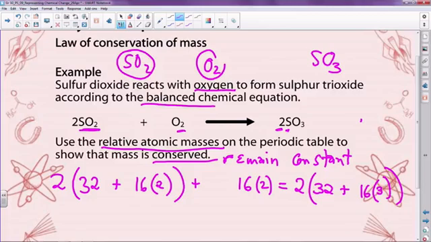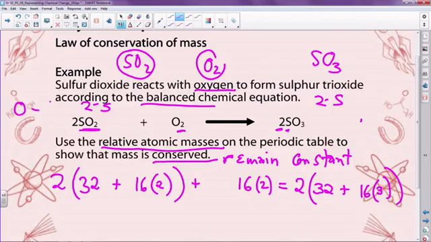So if you check even the individual atoms that we have, there are 2 sulfur atoms on the left, and on the right there are 2 sulfur, which is fine. So the number of atoms on the left is the same as on the right for sulfur. If you look at oxygen, we've got 2 times 2 is 4, plus 2 is 6 atoms.